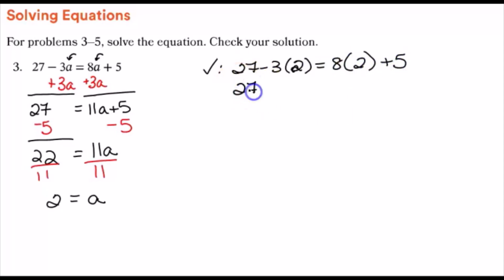So 27 minus 6 should equal 16 plus 5. 27 minus 6 is 21, and 16 plus 5 is also 21. That is correct. That is a true statement, so we know a is indeed 2.